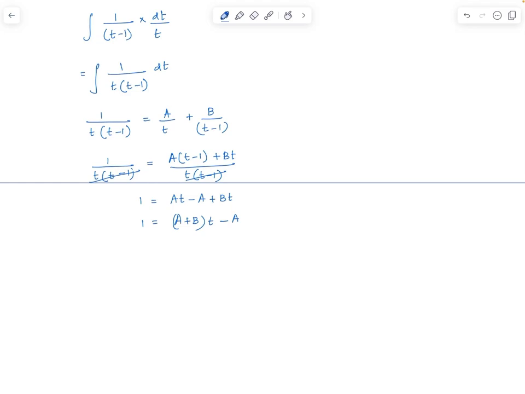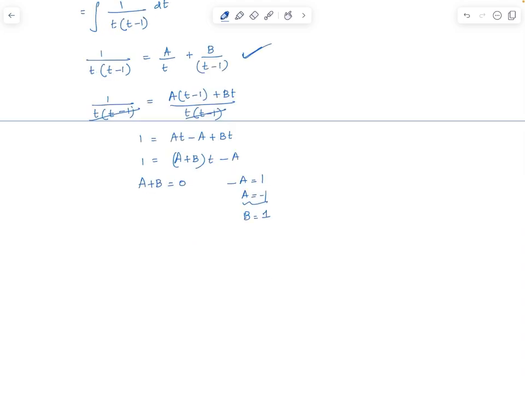Comparing the LHS and RHS, a plus b is 0 and minus a is equal to 1. That is a is minus 1. Putting this a as minus 1, we get b is equal to 1. Substituting a and b values, we get integral minus 1 upon t plus 1 upon t minus 1 dt.